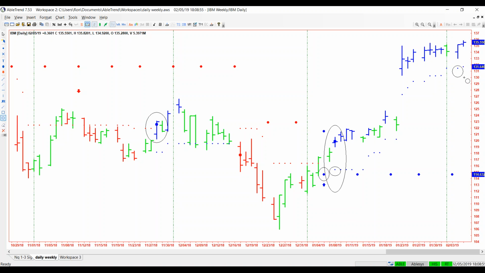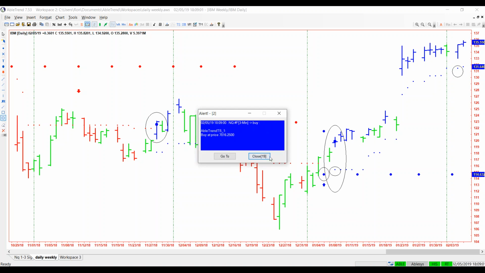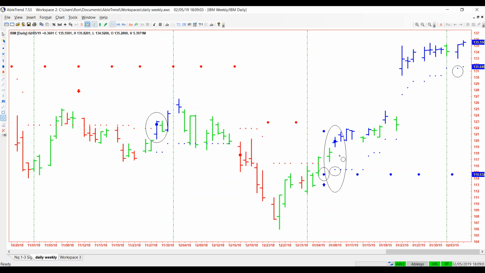Stop loss goes on the previous or second lower row of small blue dots below the price. So stop loss about 131.5. We got in at 120. The worst we can do is make $11 a share. At the moment, we're up $15 a share. So excellent trade right there. You just have to get in on the first combination of blue bar, blue small dot, blue big dot.